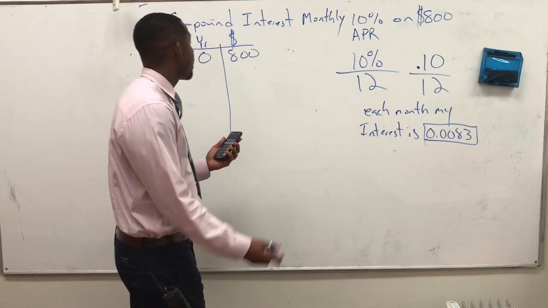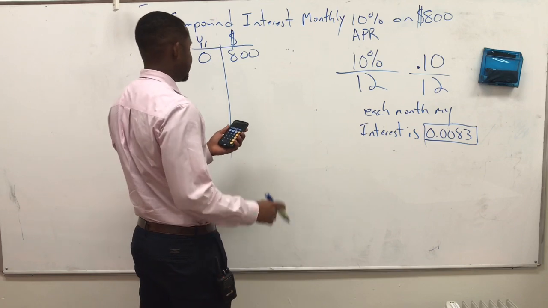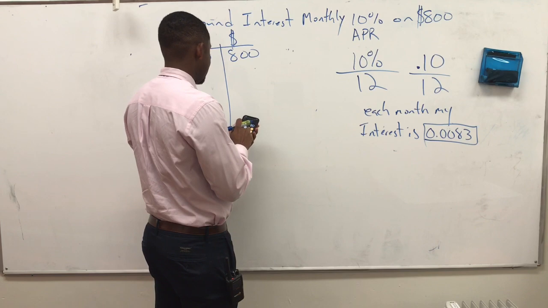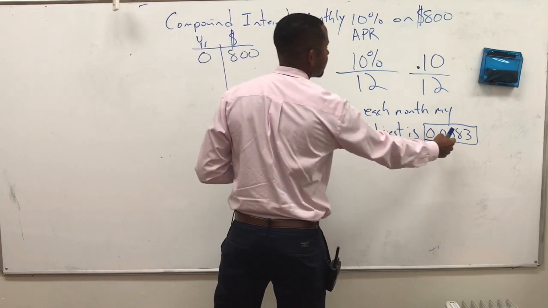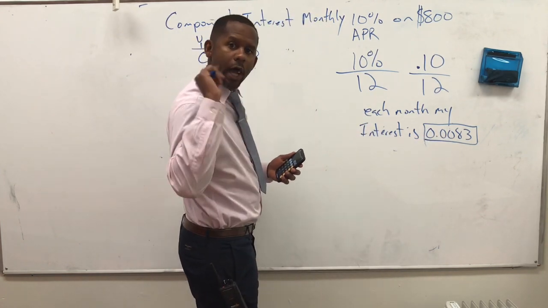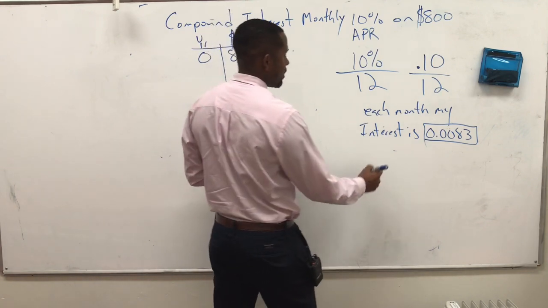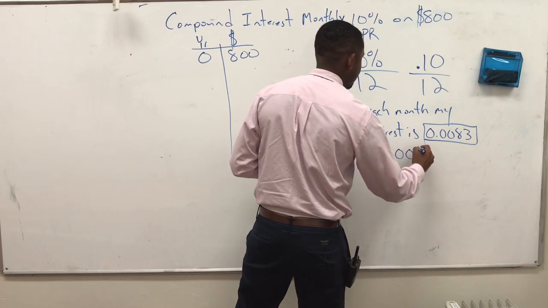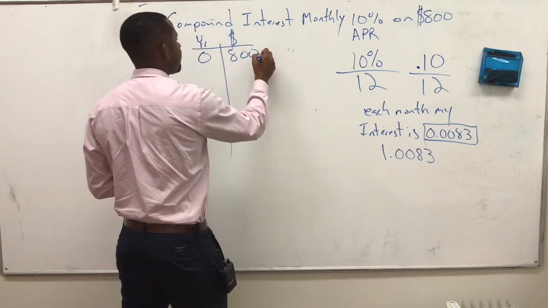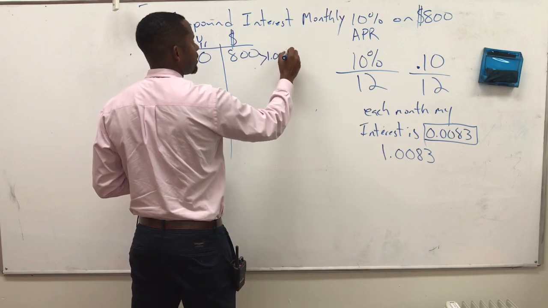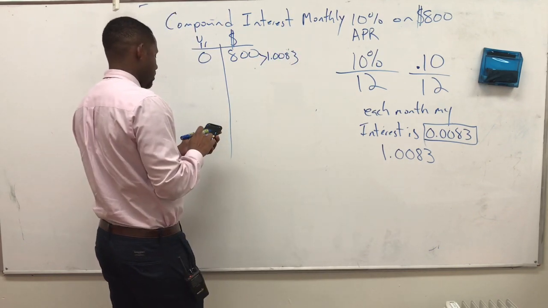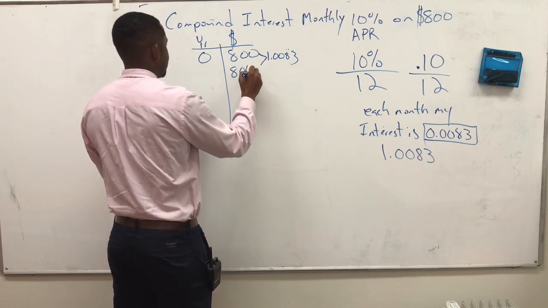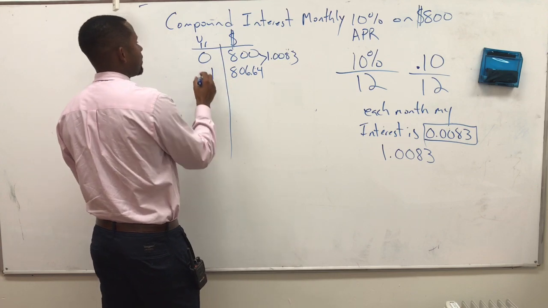Okay? So, I take 800. Let me go ahead and do that. I take my 800. Am I going to times it by 0.0083? No! What am I going to multiply it by? I'm going to multiply it by 1.0083. So times 1.0083. And I get 806.64 after my first year.